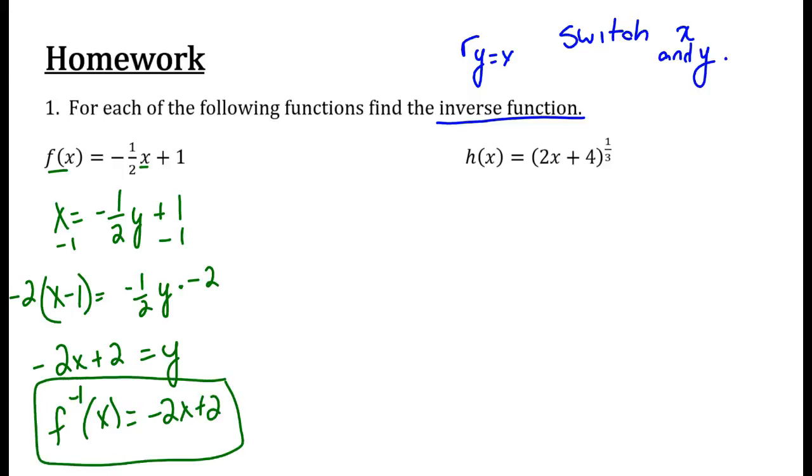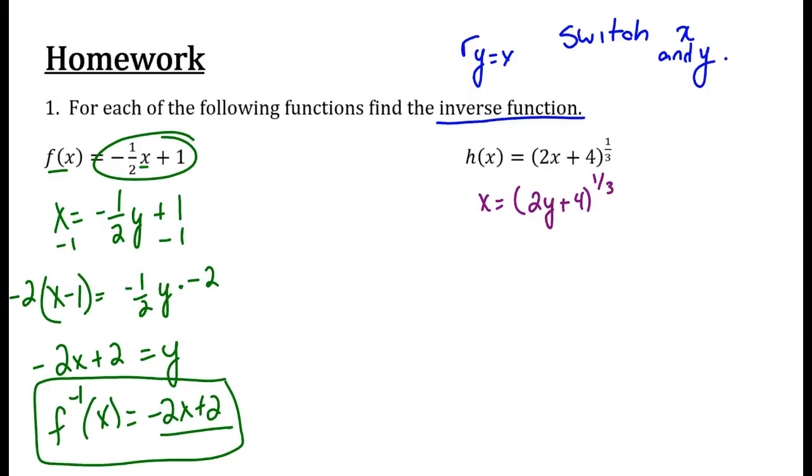You can verify this graphically by graphing both of these functions and seeing that they're the image under a reflection of y equals x. Big idea, though, is switch x and y, then solve again for y. So when we look at h of x, if I want to find the inverse of this function, well, you're going to have to switch x and y and get x equals (2y plus 4) to the 1/3 power.